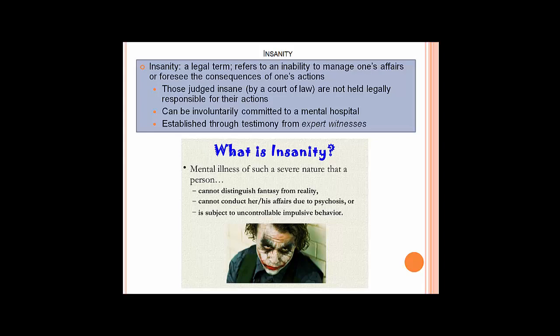Here, the person can't distinguish fantasy from reality. That's one good definition of insanity from a legal point of view. Can't conduct his or her affairs because of psychosis or some kind of uncontrollable, impulsive behavior.